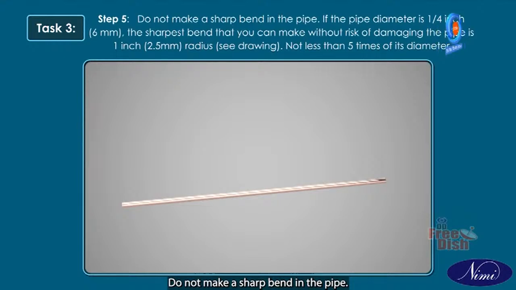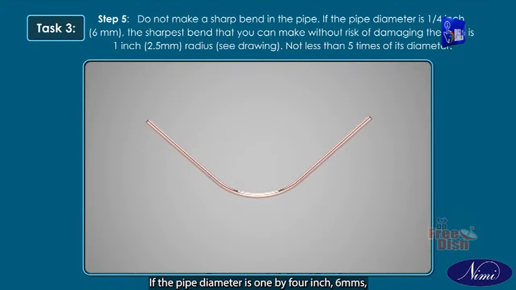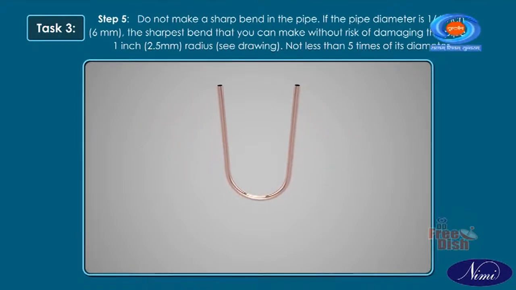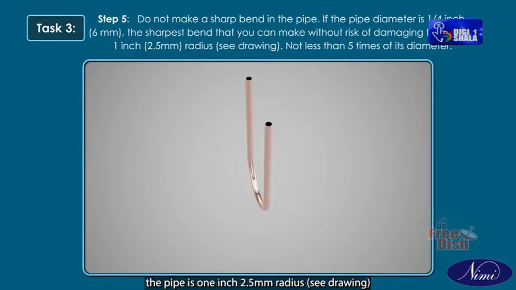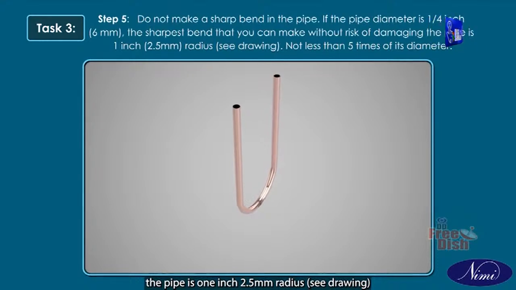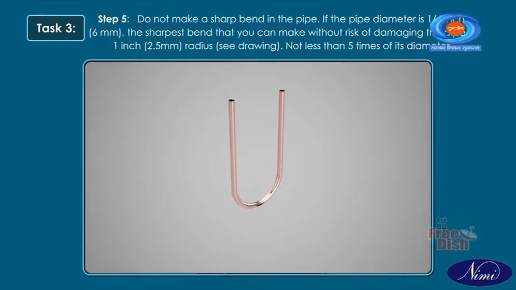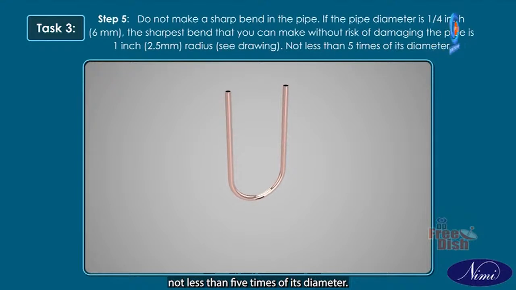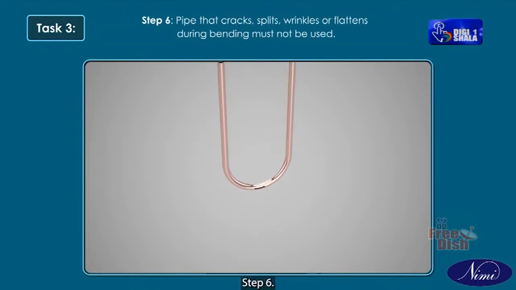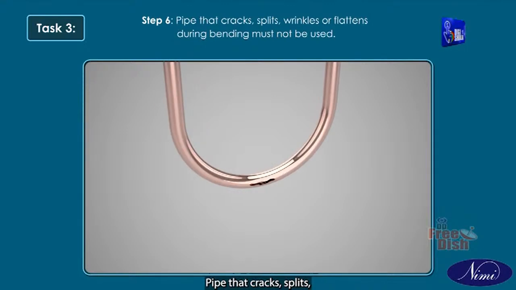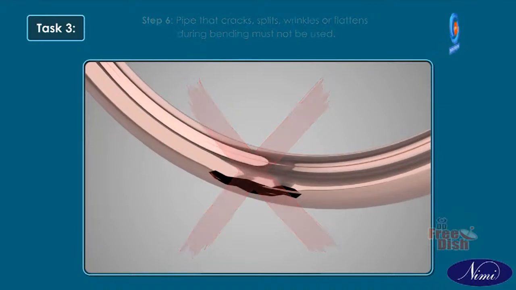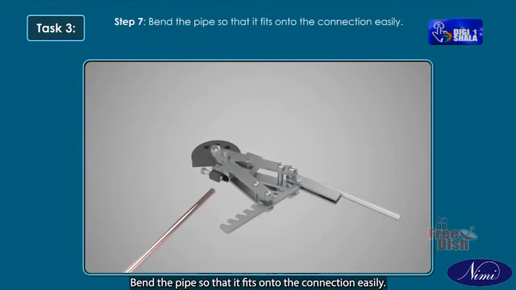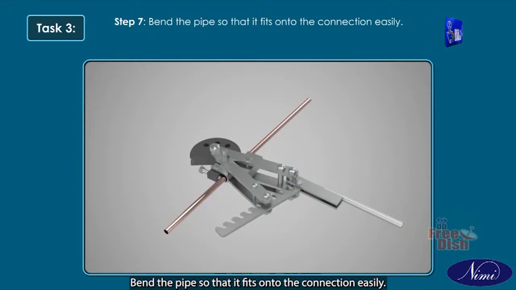Step 5. Do not make a sharp bend in the pipe. If the pipe diameter is 1/4 inch, 6 mm, the sharpest bend that you can make without risk of damaging the pipe is 1 inch, 25 mm radius. See drawing. Not less than 5 times its diameter. Step 6. Pipe that cracks, splits, wrinkles or flattens during bending must not be used. Step 7. Bend the pipe so that it fits onto the connection easily.